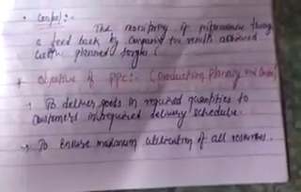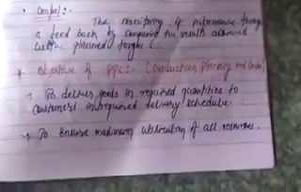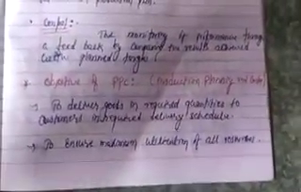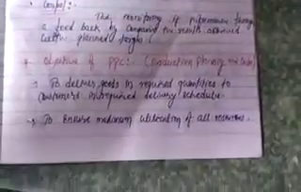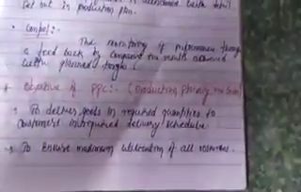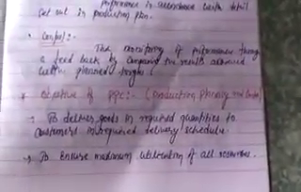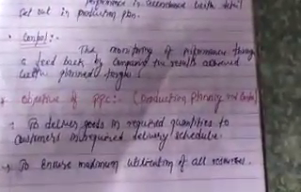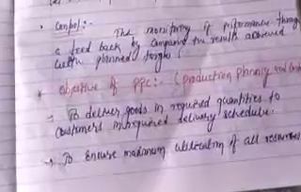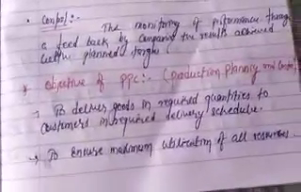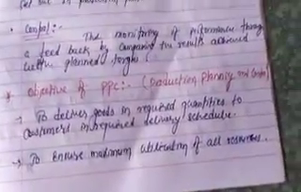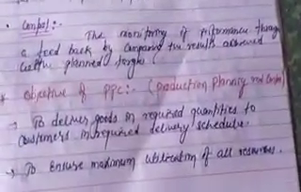The third topic is the objective of PPC, production planning and control. What is the objective of PPC? What do we understand about it? Objective means that we want to work for a particular method. First, to deliver goods in required quantities to customers in the required delivery schedule.